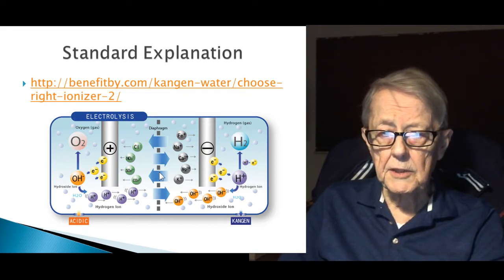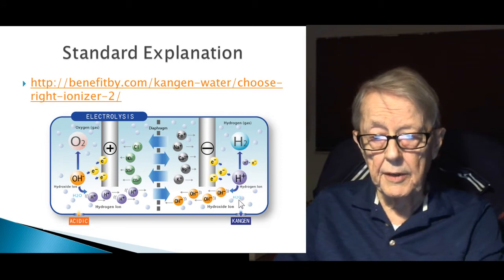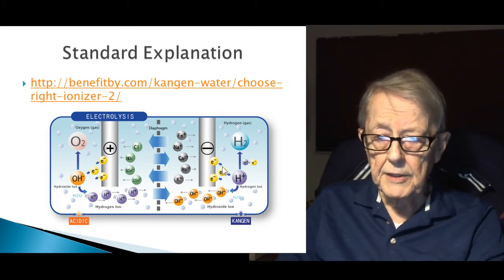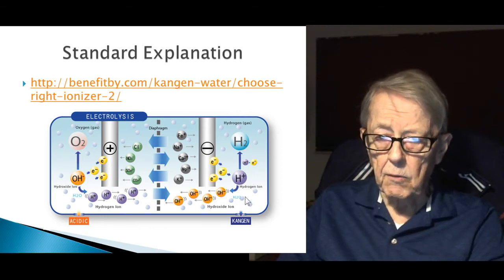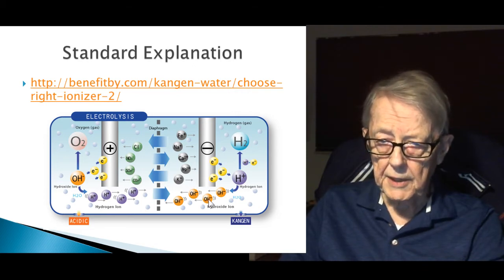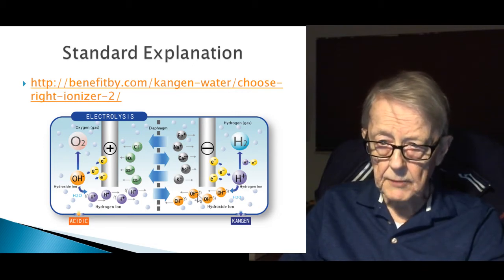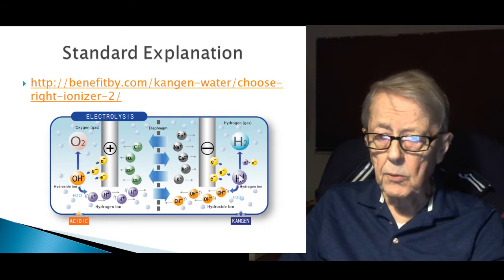Okay, so let's look at the standard explanation. This is really kind of complicated, but I'll try to get through it. Starting on this side, you have water and you put in potassium hydroxide. You can use other hydroxides, but in this case I'm using potassium hydroxide, which splits and gives you the potassium ion and the hydroxide ion. And water will split.